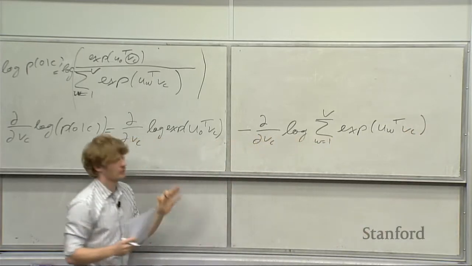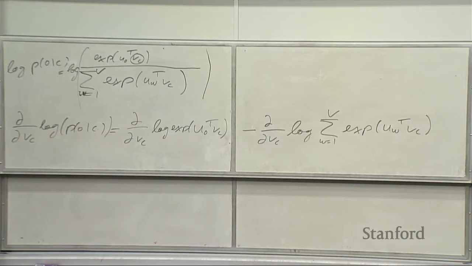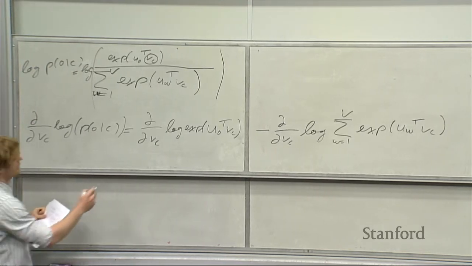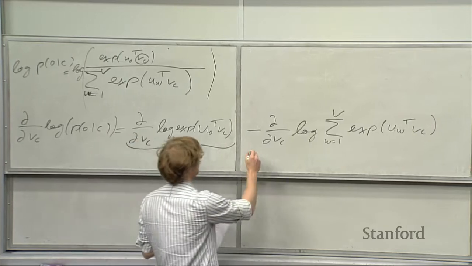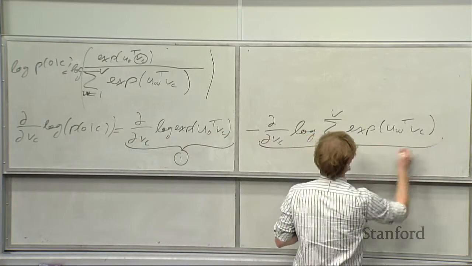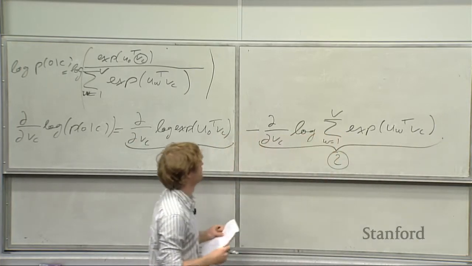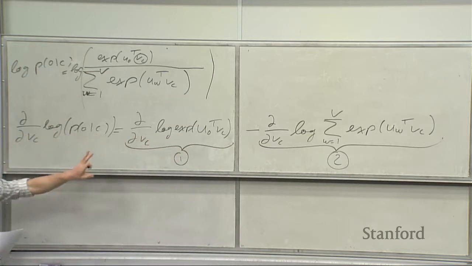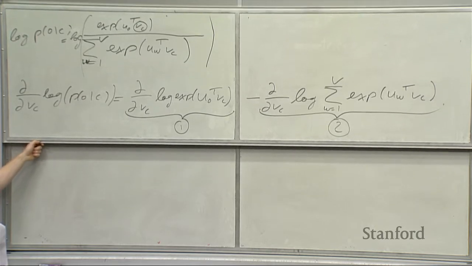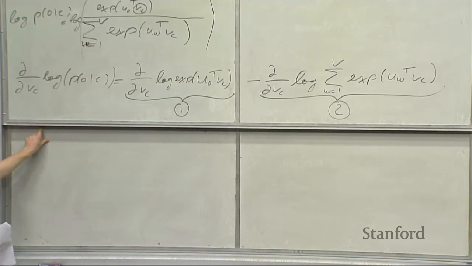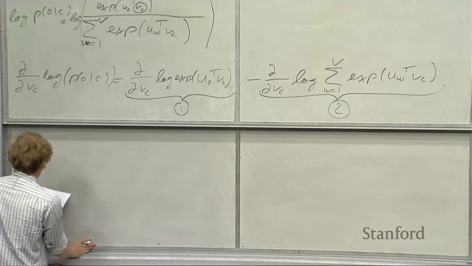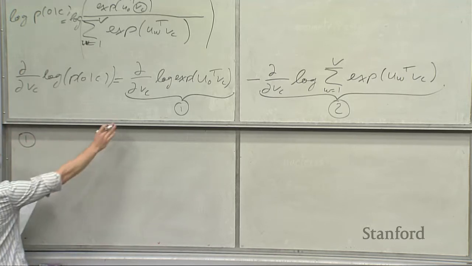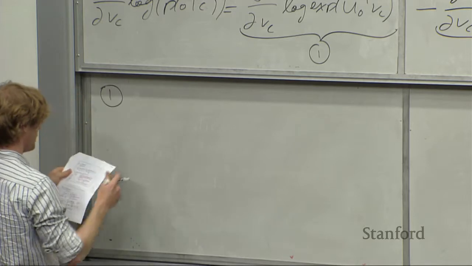Okay, so that already looks a little bit better, right? And now we can basically split this into two steps. We'll start with 1, and then we'll look at 2. Okay, so here we just use the definition almost of the log. Log of A divided by B is log of A minus log of B. All right.